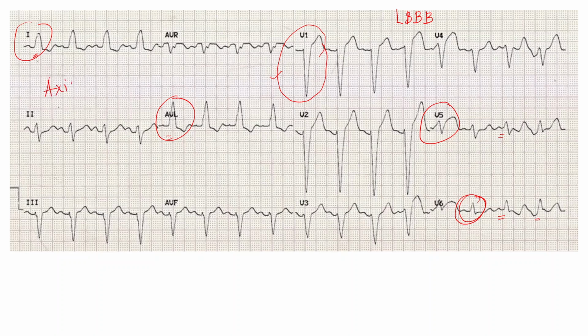One more point I want to tell you is to look at the axis. What is the axis here? If you see, lead 1 is positive, and aVF is negative. So the axis is coming in this quadrant, that is left axis deviation. This is a very important point. You have to remember that all the ECGs that have left bundle branch block will also have left axis deviation. So left axis deviation is always associated with left bundle branch block.